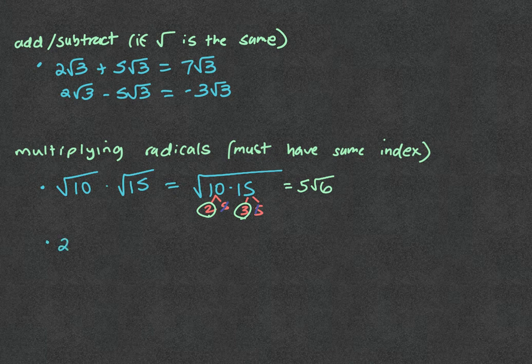If it was 2 square root 3 times 3 square root 5, you multiply what's on the outside together, so it would be 6, and what's on the inside together. Square root 3 and square root 5 are not going to simplify, so it would be square root 15.